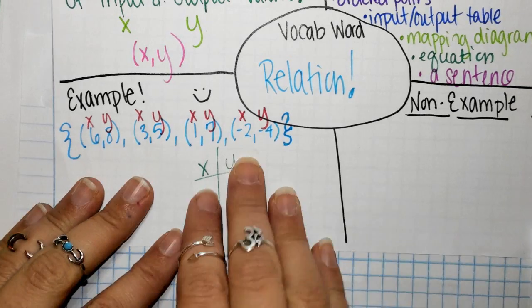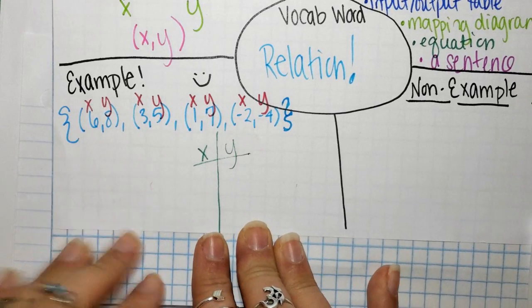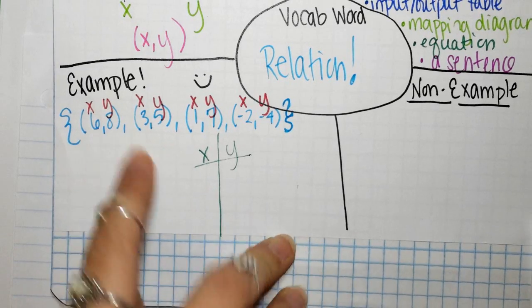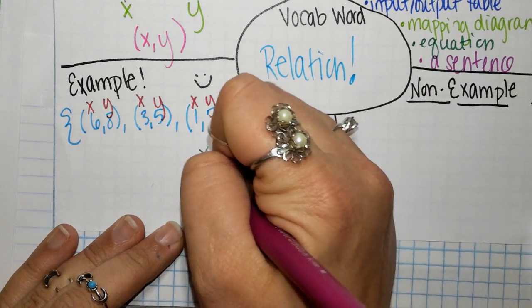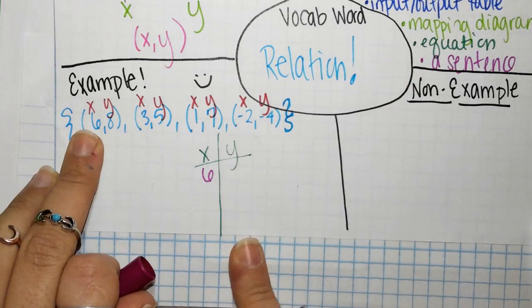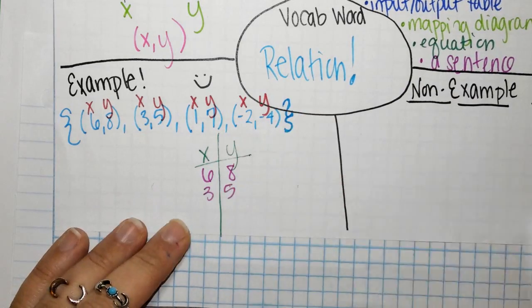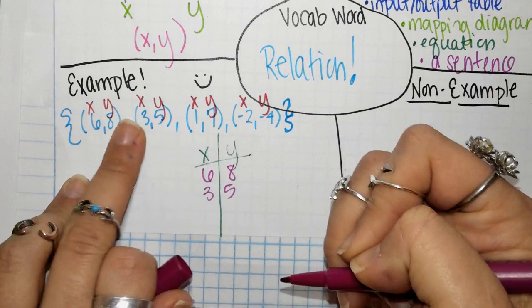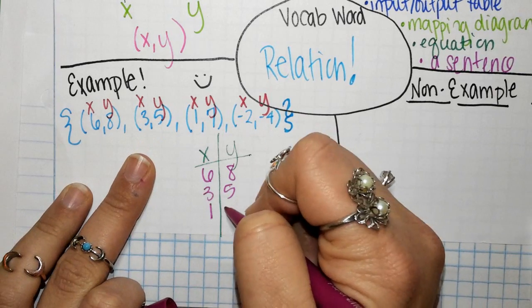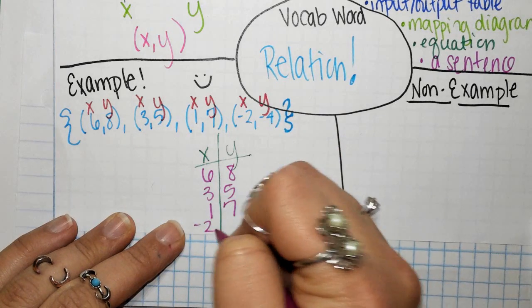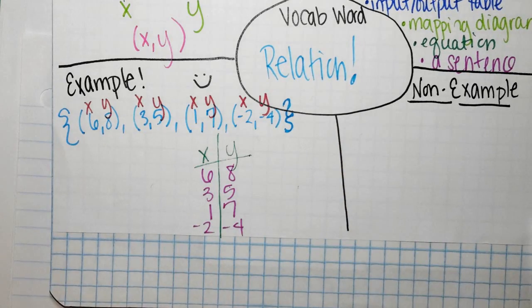Okay, so are we ready to put this in a table? Yes. All right, so you write the coordinate pairs still in the same order. So what would come first? And then what's the Y value of 6? 8. Awesome. And then 3, 5. And then 1 and 7. And then -2, -4.